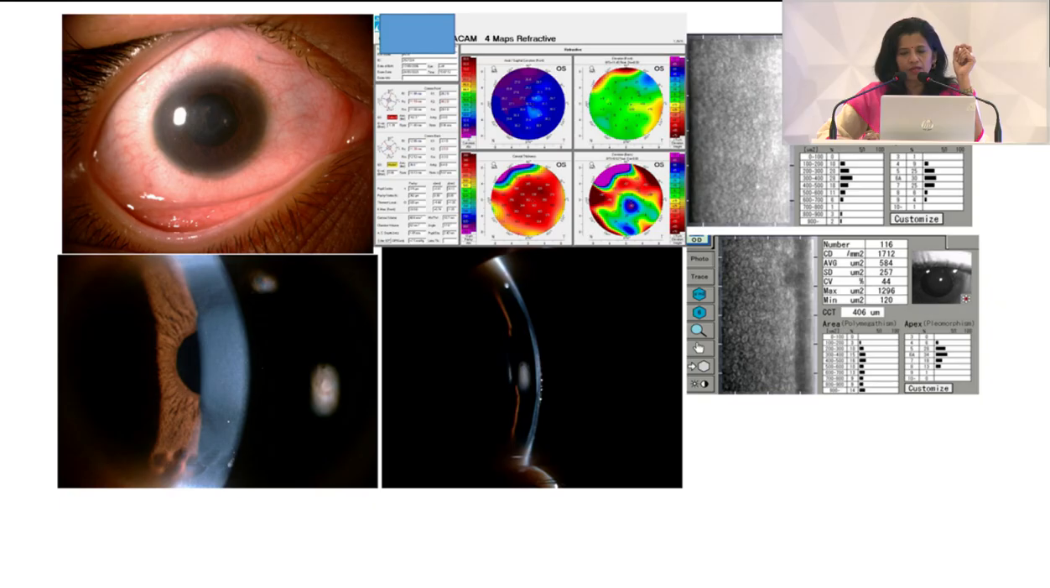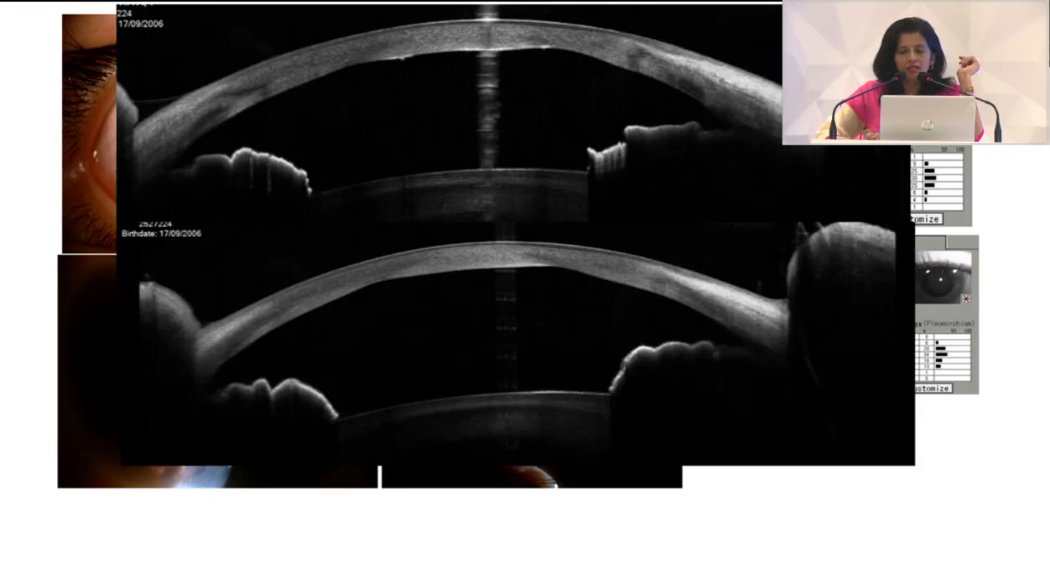The specular microscopy grossly looks normal, but a follow-up will be needed to know whether there will be really a change or stability in these cases. So this is how the OCT looks like. There is mid-peripheral thickening of the cornea. At the ends of this thickening, which is described as a plaque, there is a thinning of the cornea.